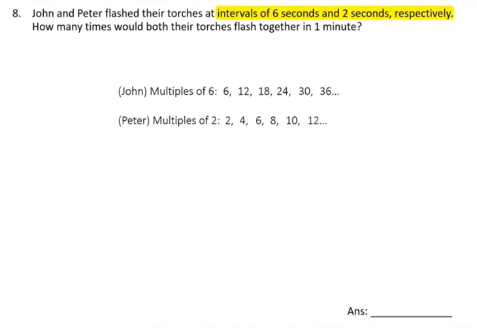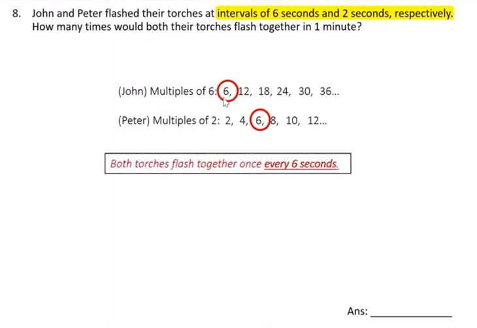The answer for this is 10, is it? Yes, it's 10. So if you look at how many times both their torches flash, look at these 2 rows of multiples. The lowest common multiple is 6. Every 6 seconds, both torches will flash together, because John flashed on the 6th second, so did Peter.